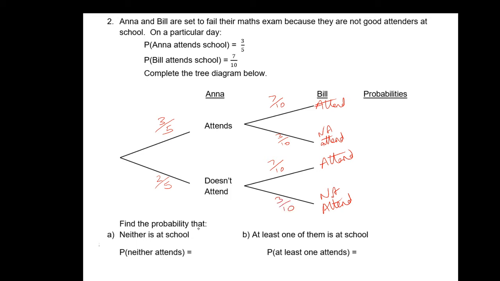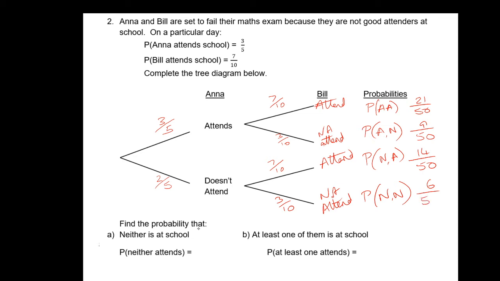Okay. So the probability that both of them attend is 3 times 7, which is 21, 5 times 10, which is 50. The probability that we've got an attender and then a not attender is 3 times 3, which is 9 over 50. The probability that we've got a not attender and an attender is 2 times 7, which is 14 over 50. And the probability that we've got a non-attender and a non-attender is 2 times 3, which is 6 over 50.